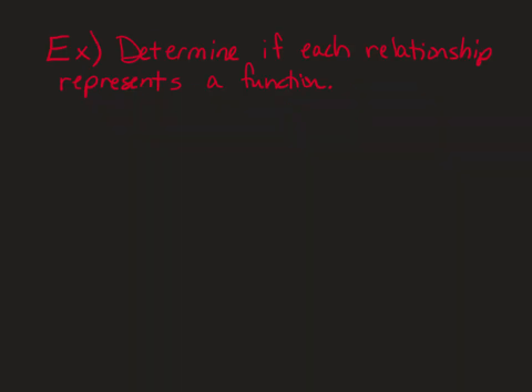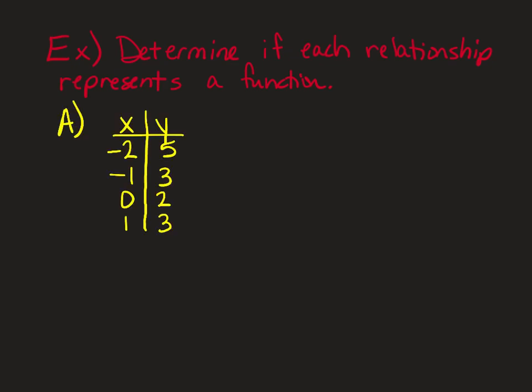Now in our example, we're going to see several different types of relationships, and we want to decide if it's a function. We could see these as a table of values, a set of ordered pairs, a graph, an equation, or we could see it as something called a mapping that I'm going to show you in just a little bit. A part, we have a table of values and we want to know if it's a function.